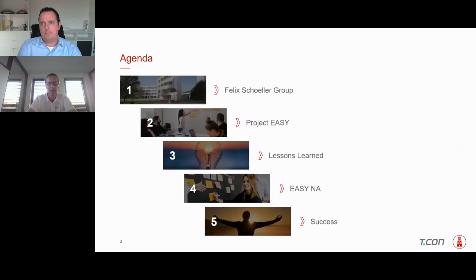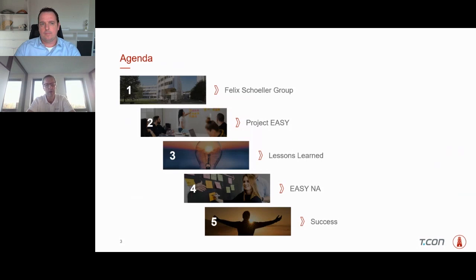So to begin, I would like to give the audience an overview of this agenda, and we will start with a brief company presentation of Felix Schoeller Group. Andreas will then go into more detail about the EASY project. EASY stands for Unified Order Entry System, but he will explain later what is the scope, what are the challenges, and what are the milestones of the project.